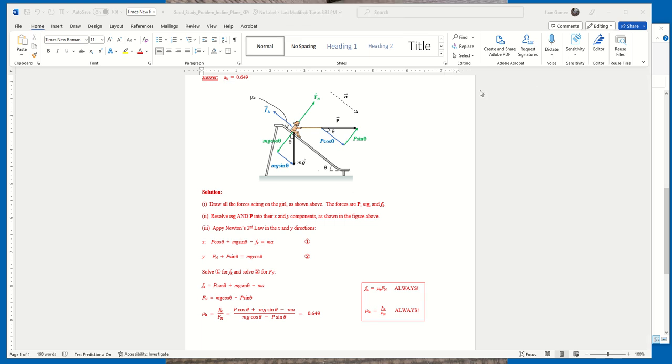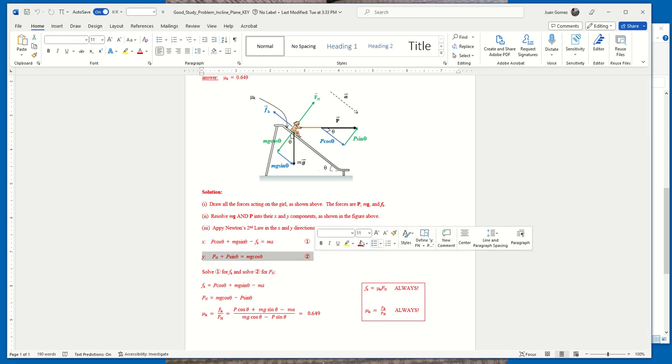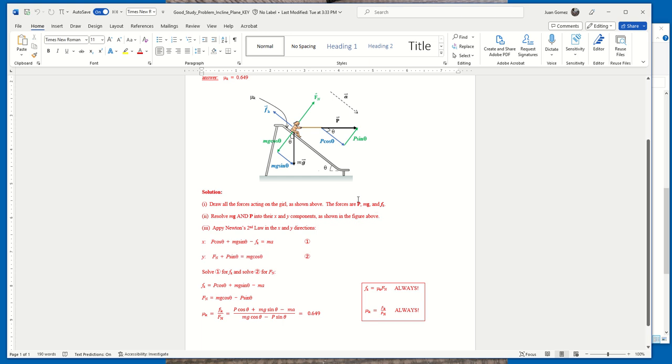Now in the y direction, nothing complicated. Fn and P sine theta are positive, mg cosine theta is negative. And for all the inclined plane problems, the y acceleration will always be 0. In other words, let's go to my y equation. That's why I know that Fn plus P sine theta, the two positive forces in the y direction, must equal the negative. So I know that Fn plus P sine theta must equal mg cosine theta.